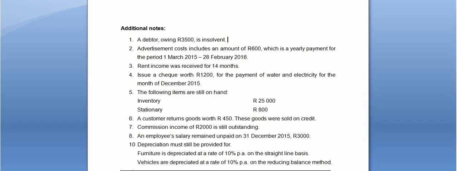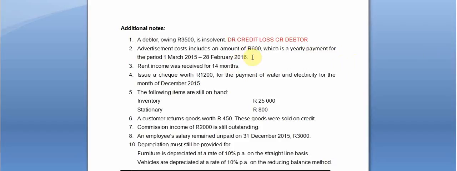Again, in number 1, they tell you that the debtor who owes 3,500 Rand is insolvent. This is one of those entries that we have done before. So we're going to debit the credit losses or the bad debts, and we're going to credit the debtor because the debtor can no longer pay. So the asset will be less and the expense will be more.